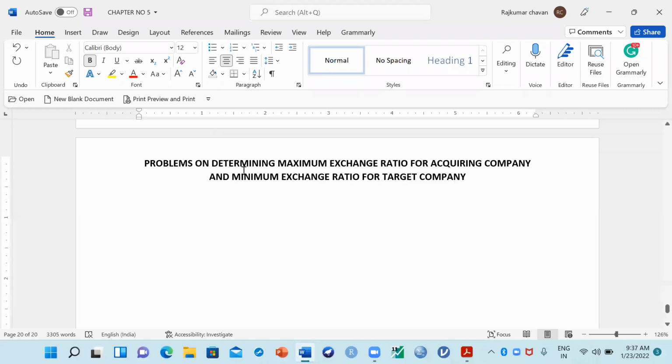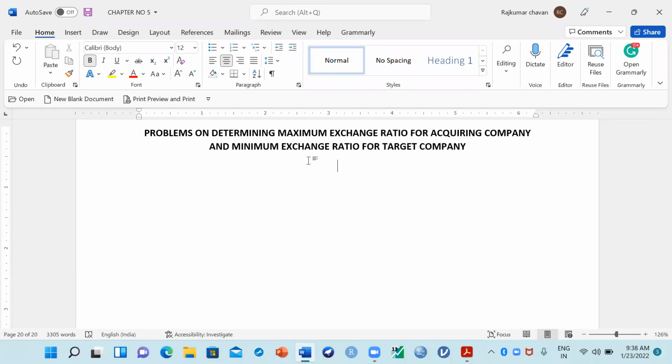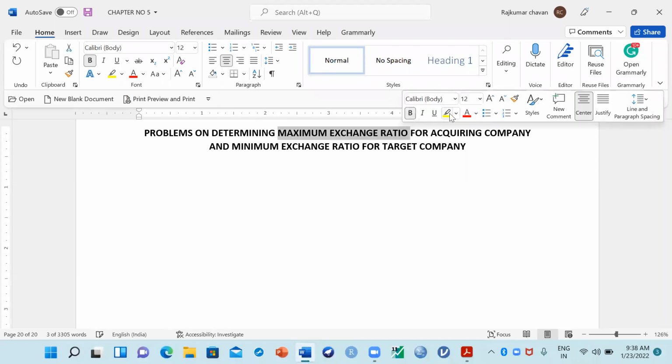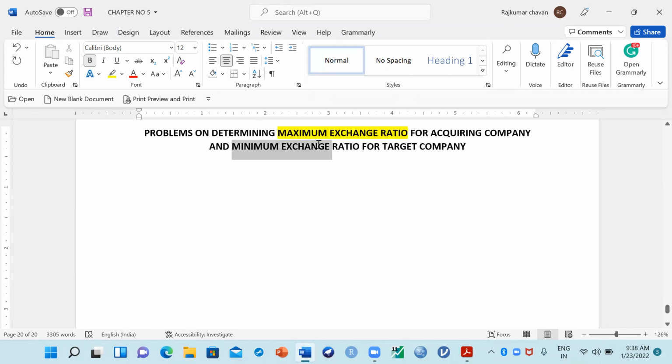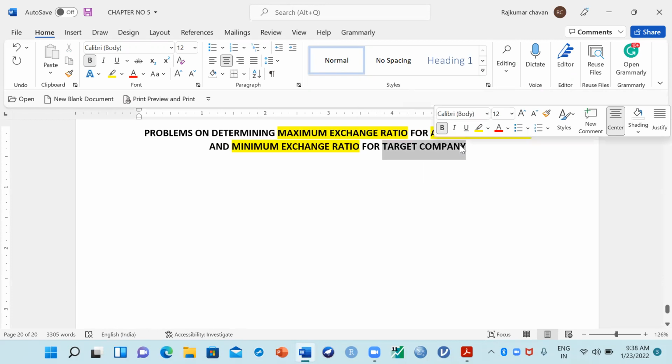So let us discuss what this particular problem is. There are a few formulas. We'll discuss those formulas and then we'll start with one question. Problems on determining maximum exchange ratio for acquiring company and minimum exchange ratio for target company, that is the type of problems, or we can say case-related problems. There are two things you have to understand. One is maximum exchange ratio, let me highlight this one, and one is minimum exchange ratio. The maximum exchange ratio is calculated for the acquiring company, and the minimum exchange ratio we are giving in case of the target company.